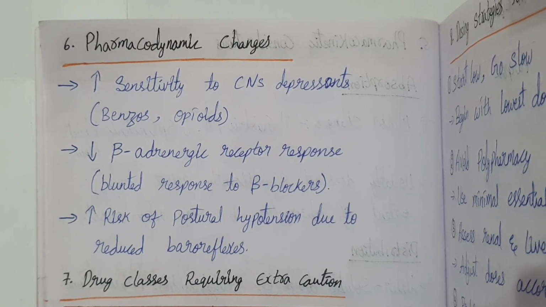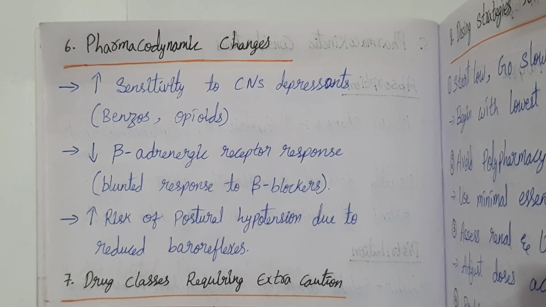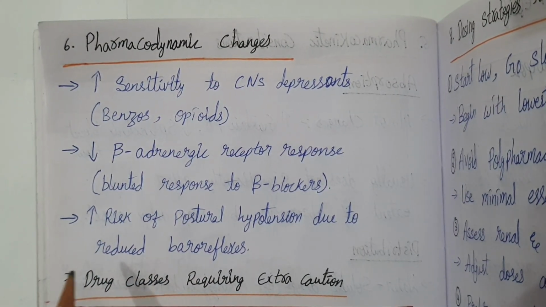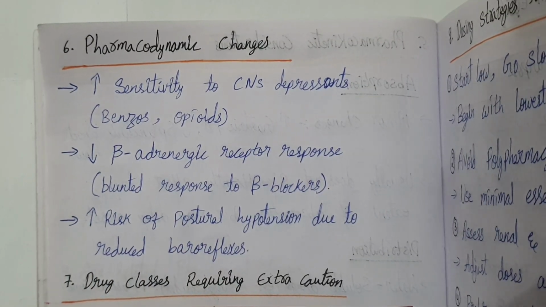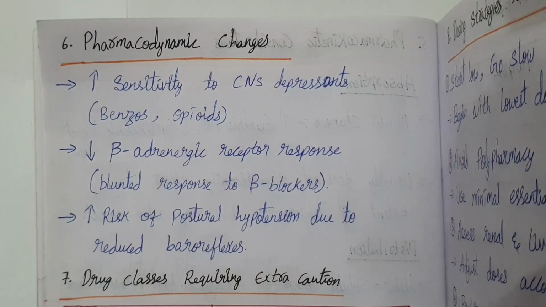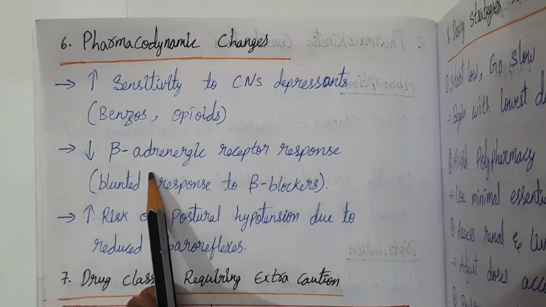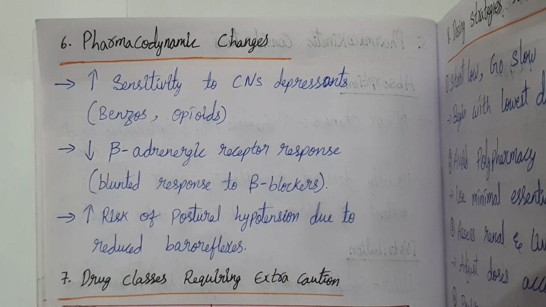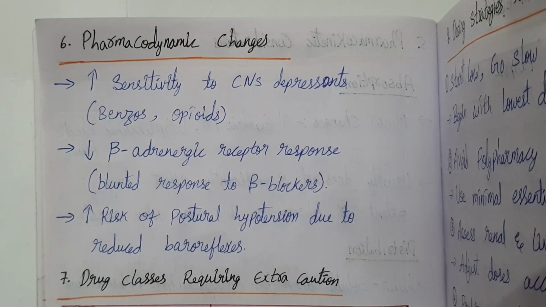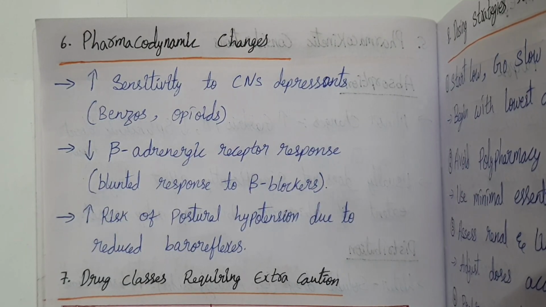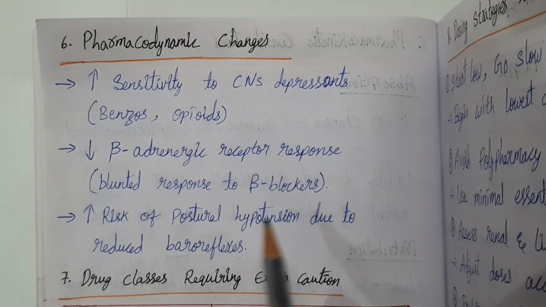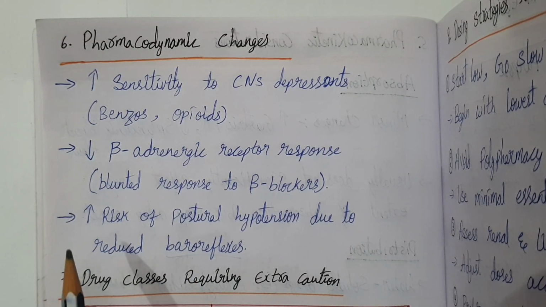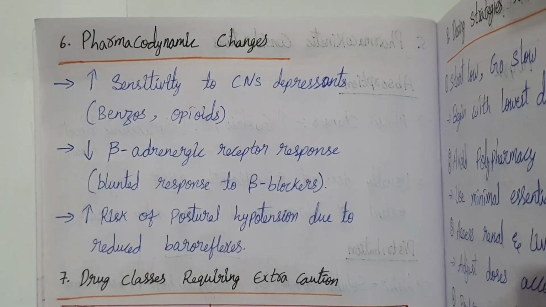Let's talk about how the effect of drugs changes, which is pharmacodynamic changes. Now CNS sensitivity increases. They become extra sensitive to benzodiazepines and opioids. Beta receptor response decreases, so beta blockers don't work as effectively. Then baroreflex decreases, causing postural hypotension, feeling dizzy after standing up. So an increased risk of postural hypotension can be seen.